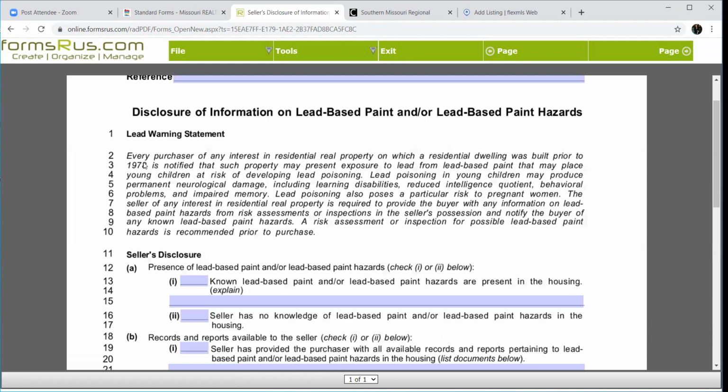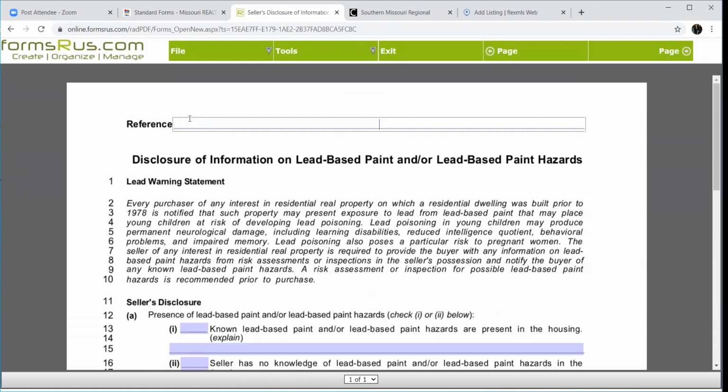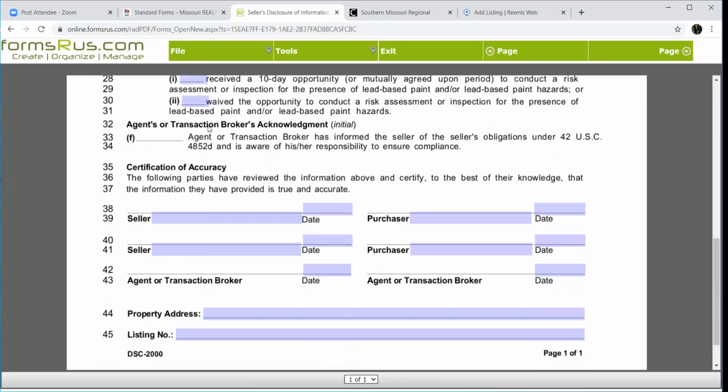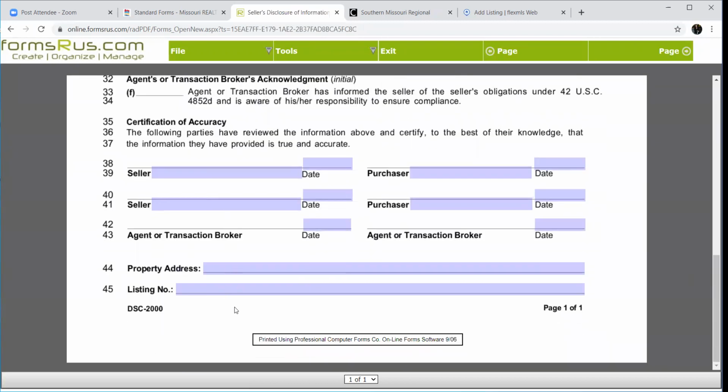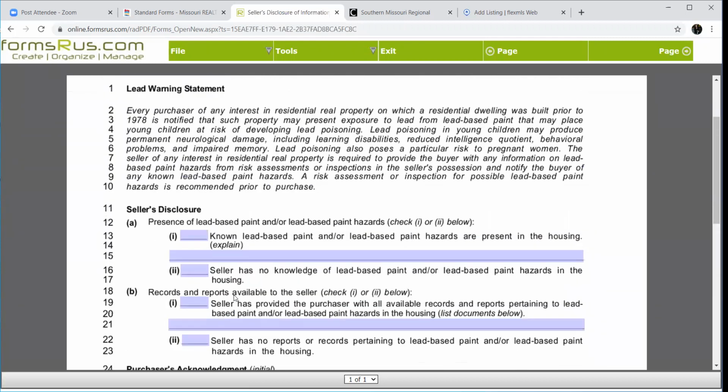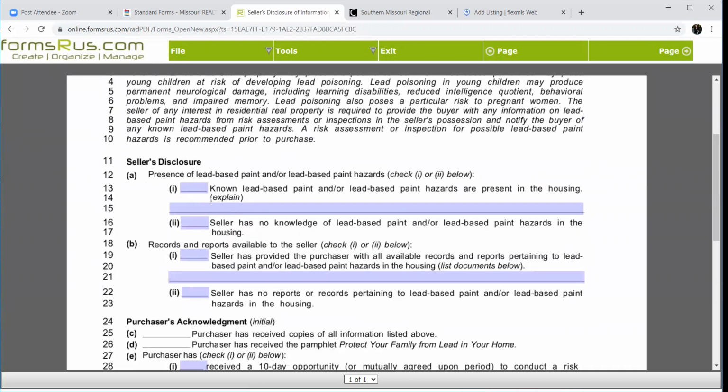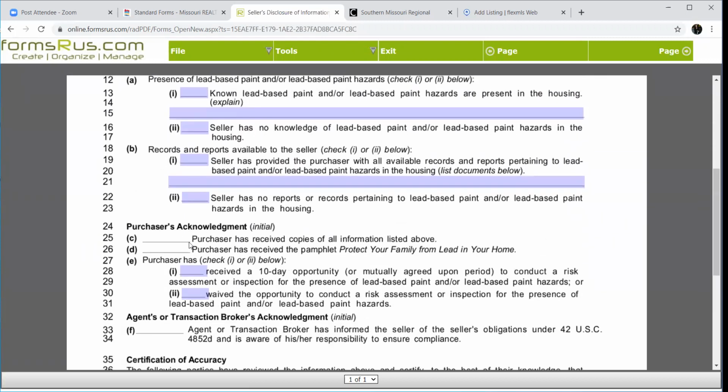Let me show you guys this. Some of the MAR forms still have this reference block at the top. Most of them are gone. I really thought they would get rid of this one this year, but it's still here. You don't have to put anything in there if you don't want to. If you do, you can just use the property address, but at the bottom of this one, you're going to write the property address again. This should be prepared by the seller. The seller would have checked one of these two here, and then this is where your purchaser acknowledges what's going on, that they received a copy of all the information above.